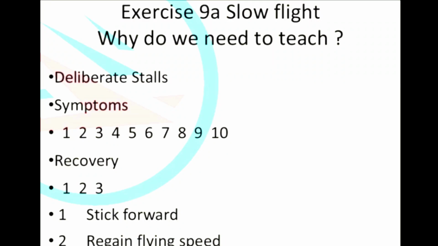These are the symptoms. So the symptoms would be nose raised, reducing airspeed, getting quieter, buffet, change effects controls, and so on and so forth. Once we get into number 10, which is the stall, we then do the recovery, which is stick forward, regain flying speed, and return to the normal attitude. That's very simple.